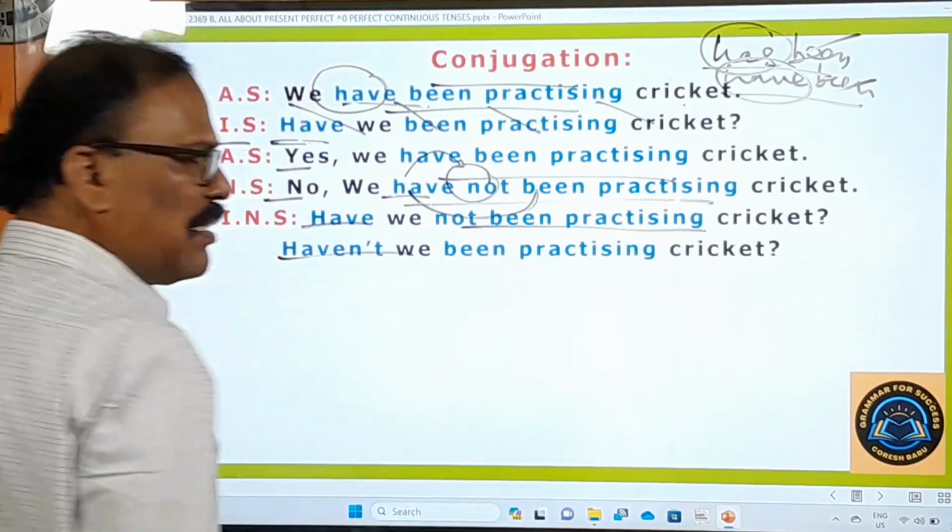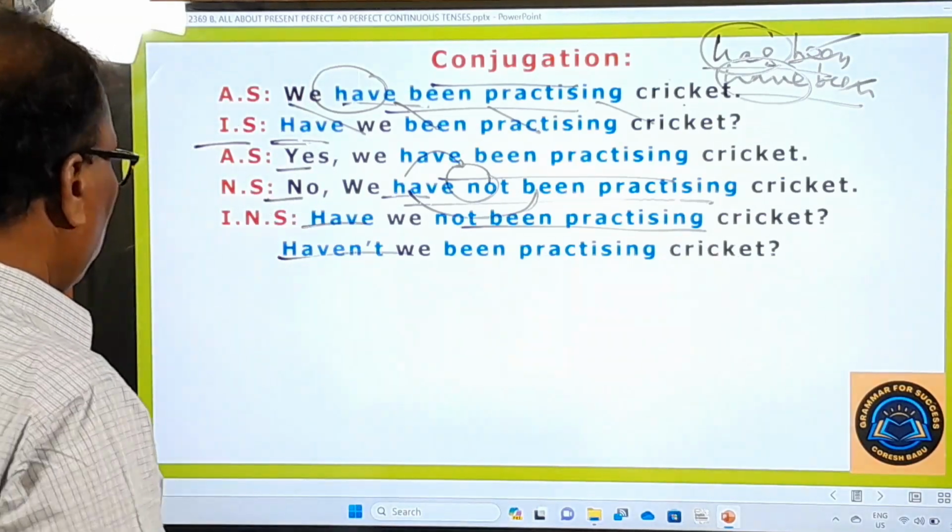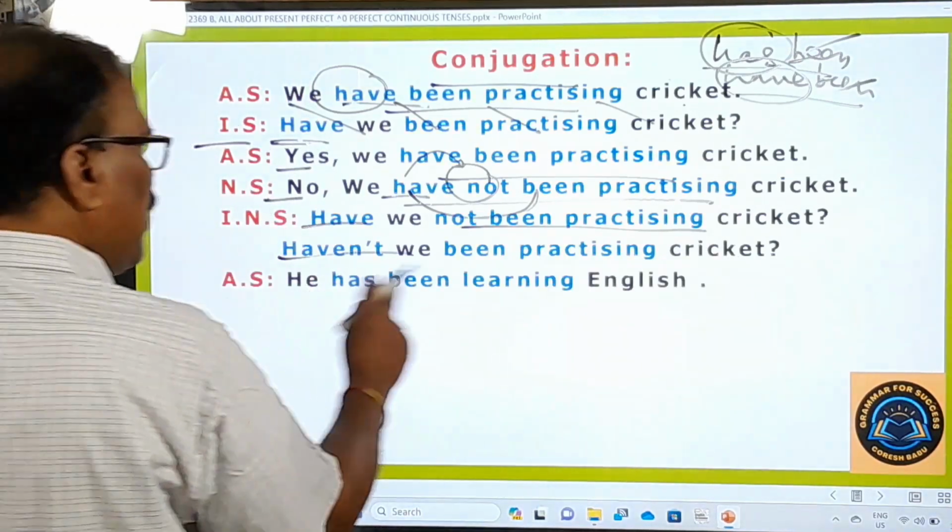Haven't we been practicing cricket? Same way. Right, one more example I'll give you and afterwards I close it. He has been learning English.